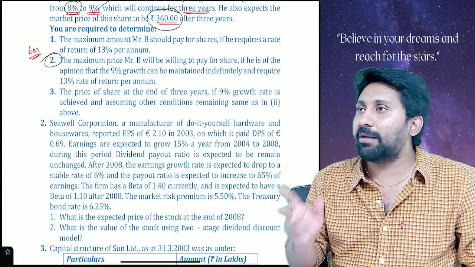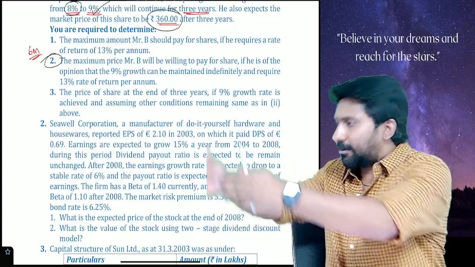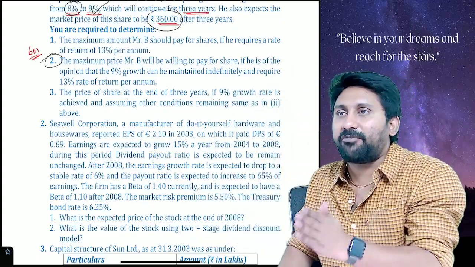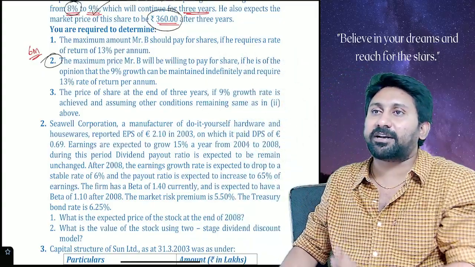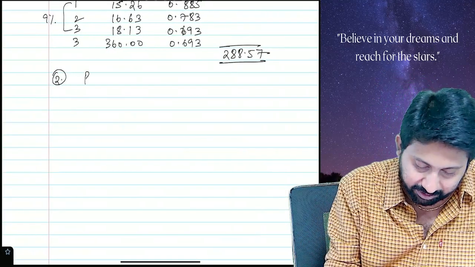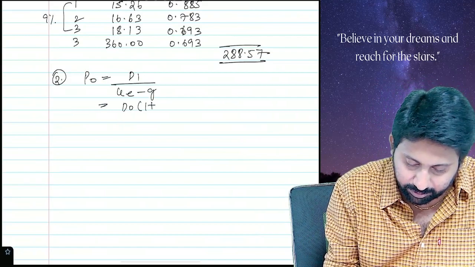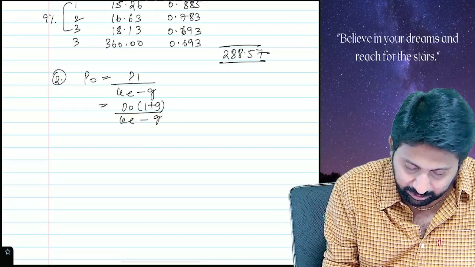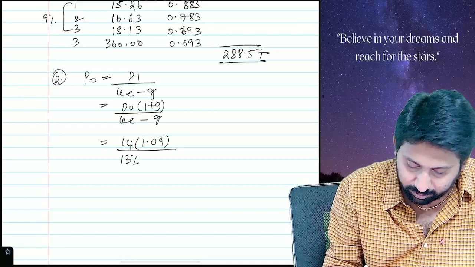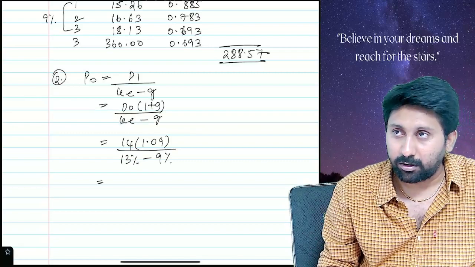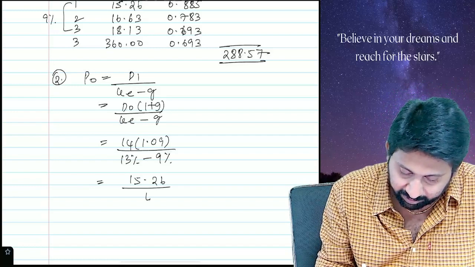Listening or not? Tell me, what is the price I am expecting after 3 years? I am not going to stay for 3 years. I want to sell today itself. Today if I have to sell, I have to take which dividends into consideration? Futuristic dividends into consideration. Are you understanding or not? Tell the value of the share. What is D1? D0 into 1 plus g divided by Ke minus g. D0, 14. Growth. Ke. Tell. 14 into 1.09. 26 divided by 4%.